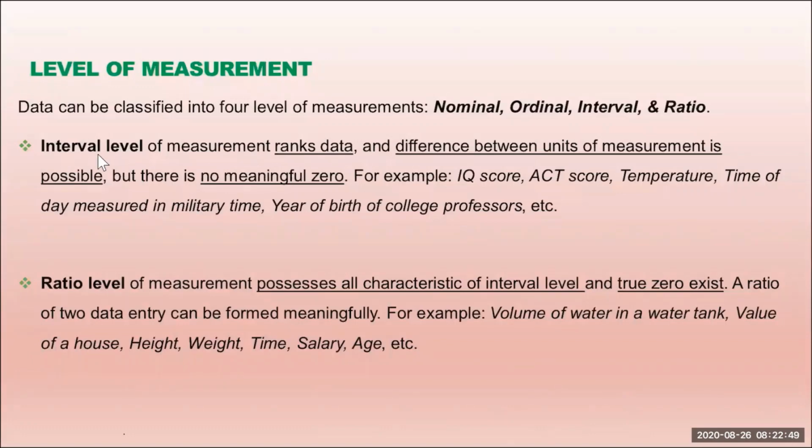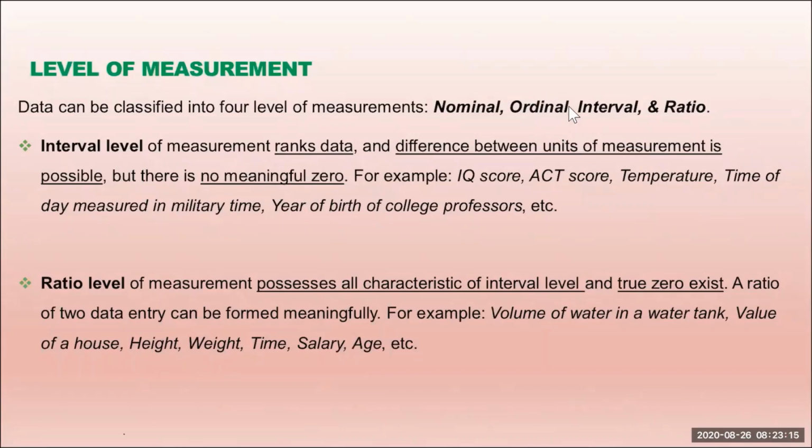Third level of measurement is interval. When we talk about interval level of measurement, it also ranks data, but the difference between the units of measurement is possible. Here, the difference is possible, but if it has any zero involved, zero has no meaning. So this is quite tricky. Sometimes we get confused with interval and ordinal.